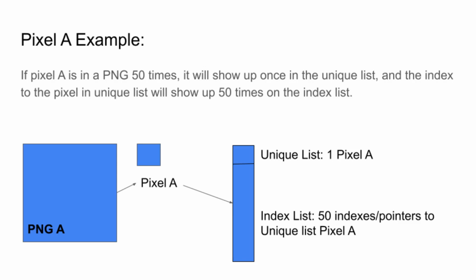And then each pixel A that showed up in the original image will be in the index list as an integer, and that integer correlates with the position of pixel A in the unique list. This unique list and index list will be used later on while decompressing the PNG file.